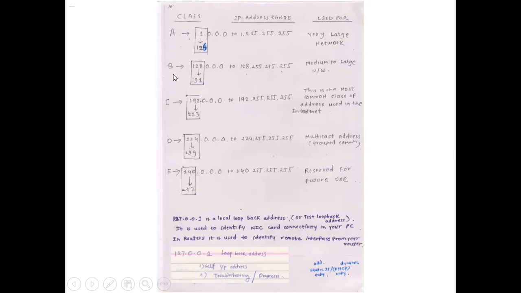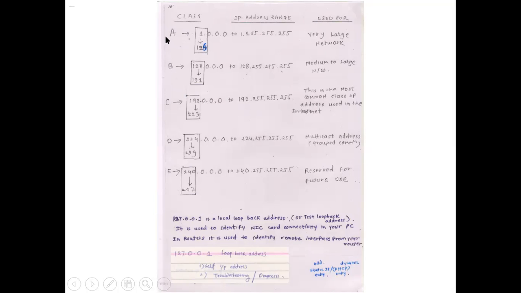Millions of machines can be connected with the help of class A. Class B is a medium network, because the network ID is these two octets. So 255 into 255, that many hosts can be connected with the help of class B IP addresses. And finally class C: these 3 octets are part of the network ID, and the host ID is only 1 octet, so only 255 machines can be connected in 1 network. Please keep this in your mind.